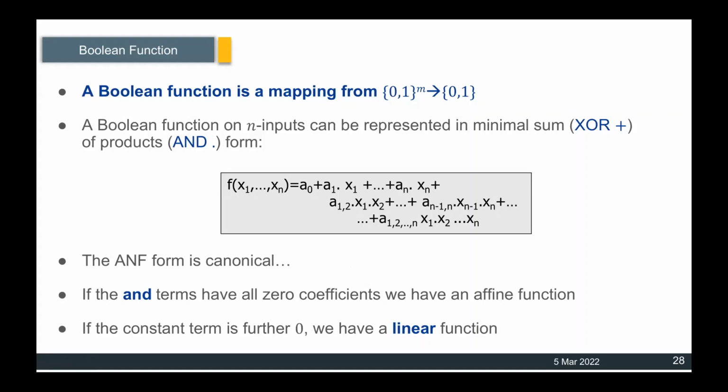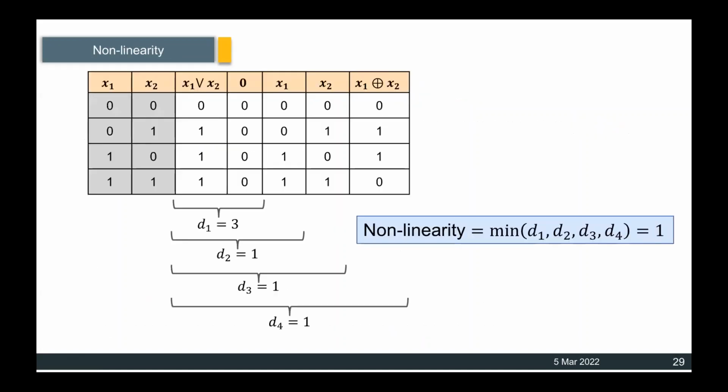The definition of nonlinearity that we see in cryptographic literature is that if all the AND terms have 0 coefficients, then we say it is an affine function. If in particular the constant term is also 0, then we have a linear function. However, as cryptographers, we do not like either linear functions or affine functions. So we want to have nonlinearity.